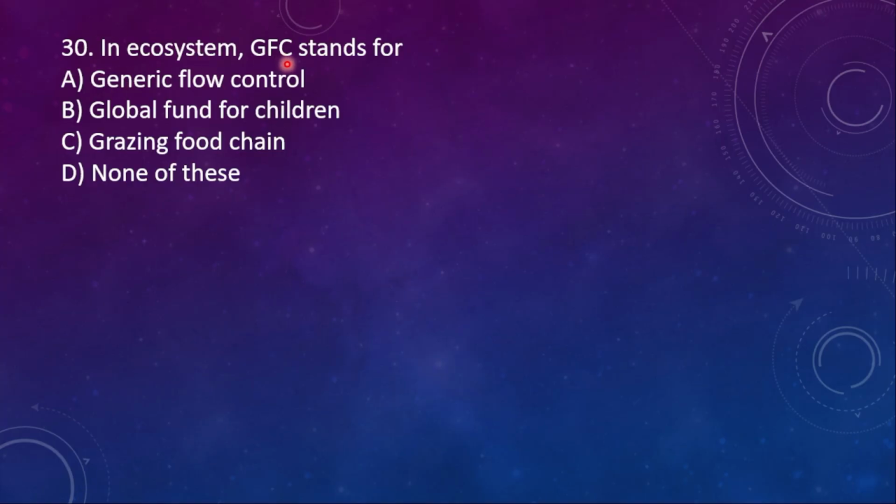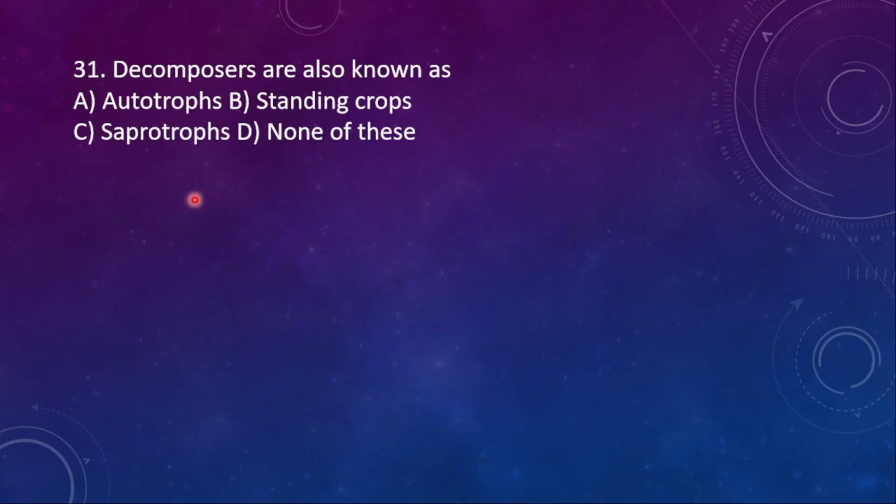30th one. In ecosystem, GFC stands for A. Generic flow control, B. Global Fund for Children, C. Grazing food chain, and then D. None of this. Here the right option is option C. 31. Decomposers are also known as A. Autotrophs, B. Standing crops, C. Saprophytes, and then D. None of this. Here the right option is option C.